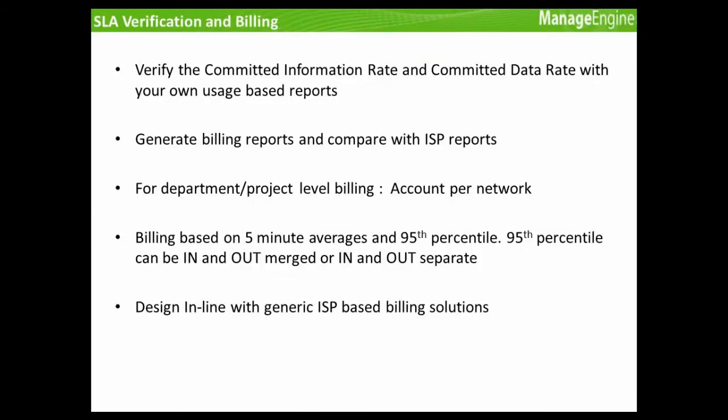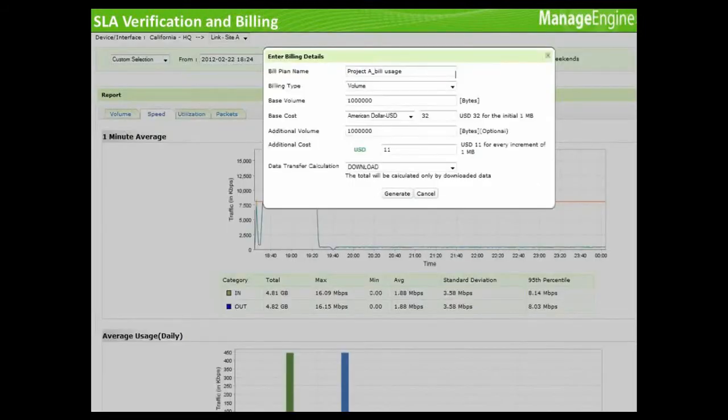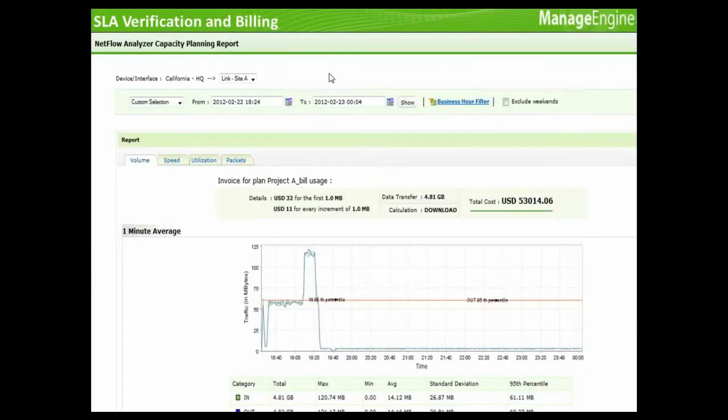So then the SLA verification and billing. So using the reports, you actually can verify the committed data rate from your ISP, generate your bills and compare it with your ISP, and for department and project level billing, account per network, and you can charge your projects for that. So you can actually create a bill plan, define the speed or volume based on speed or volume, and you can get your billing reports based on how much the usage was.